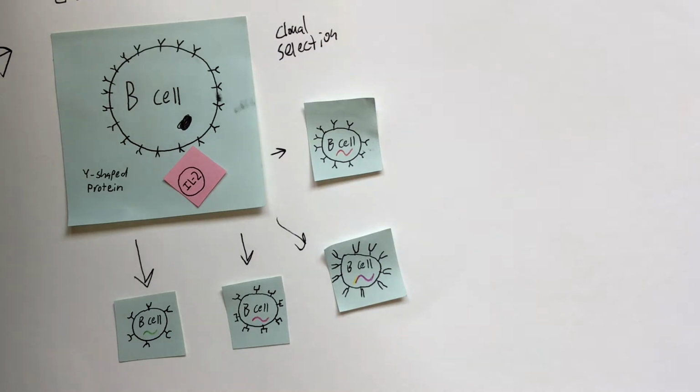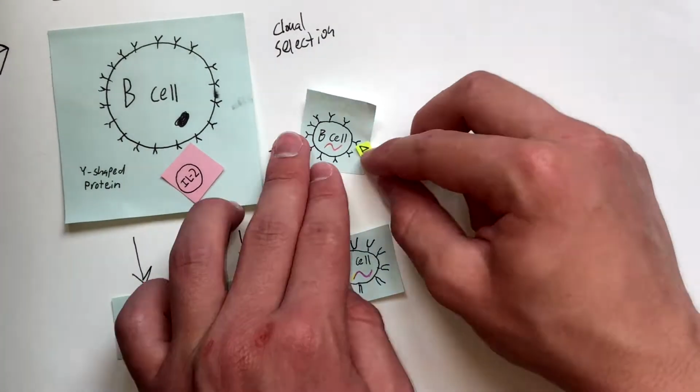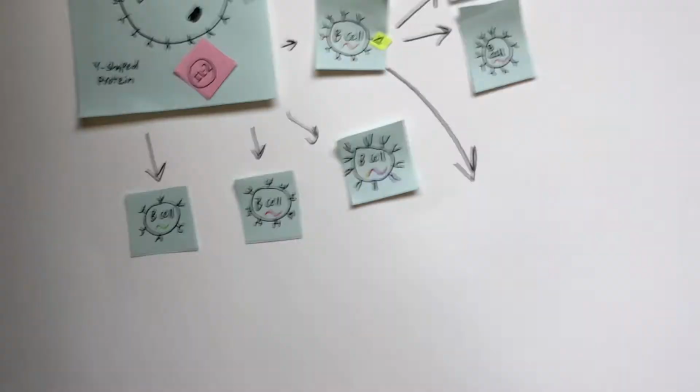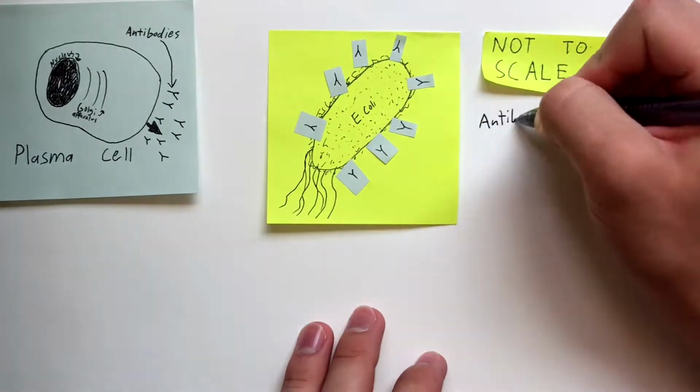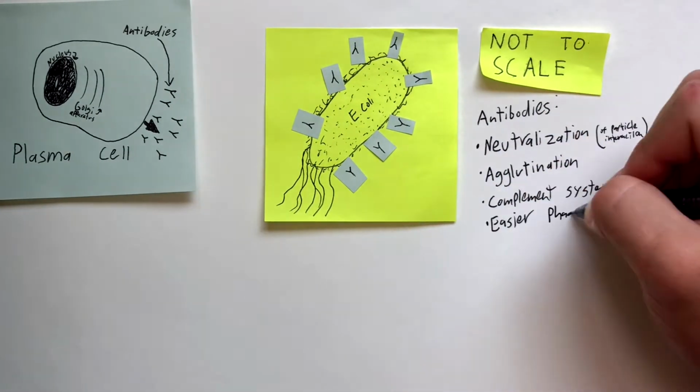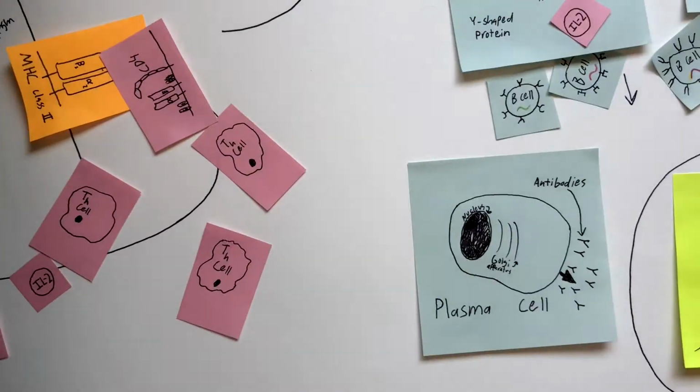Presented on the cell surface, if these Y proteins are interacted with, hopefully without self-interaction, the B cells will differentiate into plasma cells to produce free-floating antibody molecules that can, for example, neutralize bacterial toxins or stop viral entry.